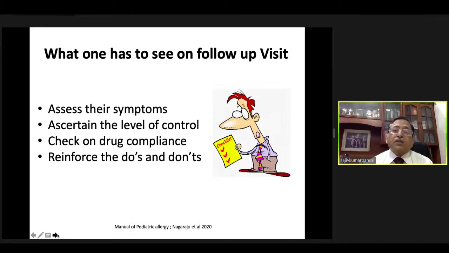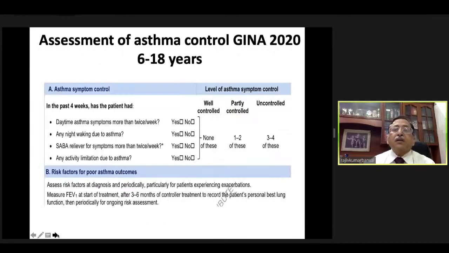Check on drug compliance. This is to be done every time, and reinforce the do's and don'ts which need to be taken care of. So we need to have a checklist with us. And what is that checklist? In the past 4 weeks, has the patient had a daytime asthma symptom more than twice per week? Any night waking due to asthma? SABA reliever use or any activity limitation due to asthma? We need to see whether the boxes are checked yes or no. And then we'll know whether it's well-controlled asthma, partly controlled asthma, or uncontrolled asthma. That's what GINA has given for children between 6 and 18 years of age.